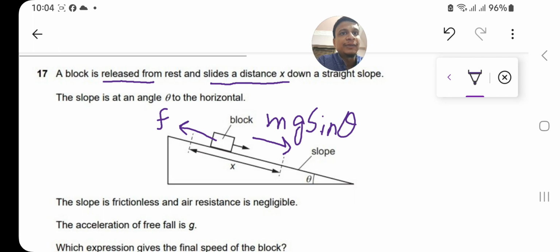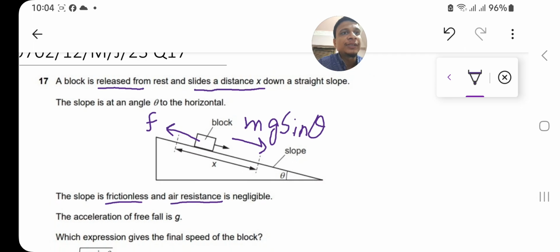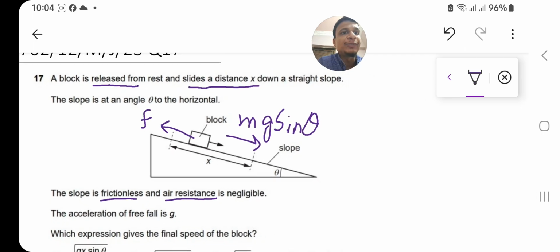Friction will oppose mg sine theta. However, it is saying afterwards that the frictional and air resistance is negligible, so we will take this friction as 0. Plus the acceleration of free fall is g. Then we only need to find the final speed of the block.